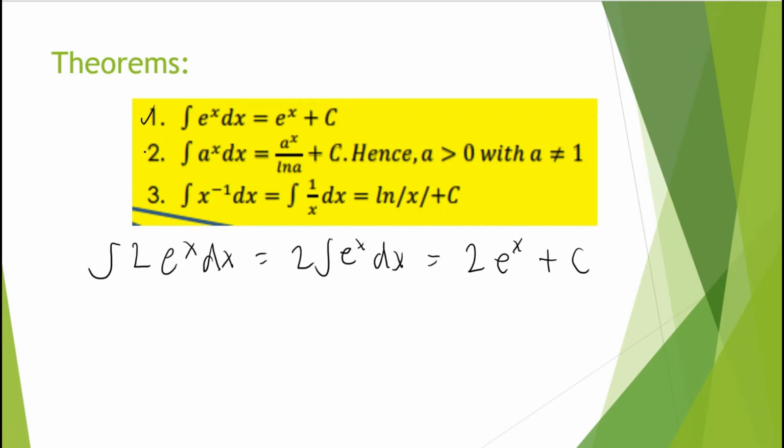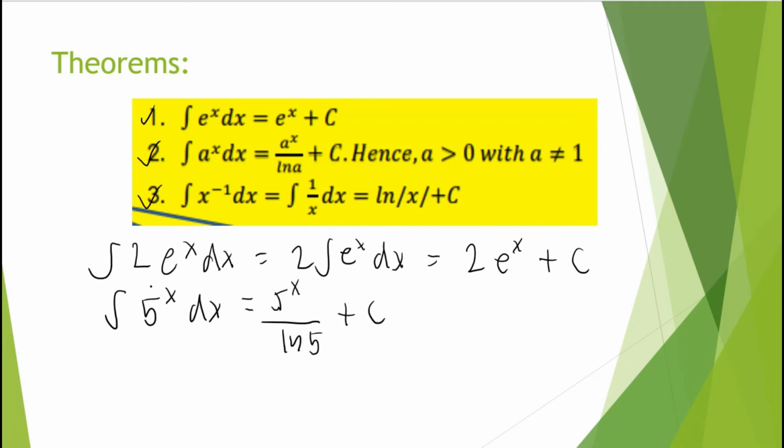Okay, sa number 2 example is the integral of 5 raised to x dx. Okay, so where a is a constant. Sabi niya, yung integral niya is a raised to x over ln of a plus c. So a raised to x, we just copy 5 raised to x over ln of a, which is 5, plus c. So this is the final answer.